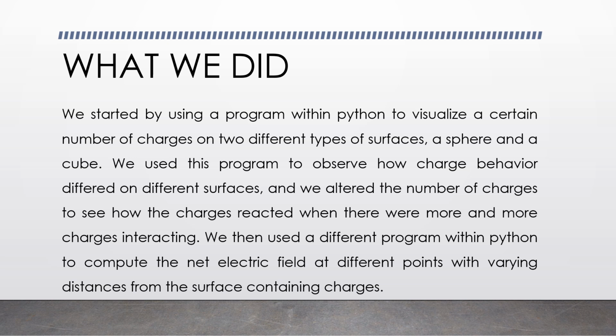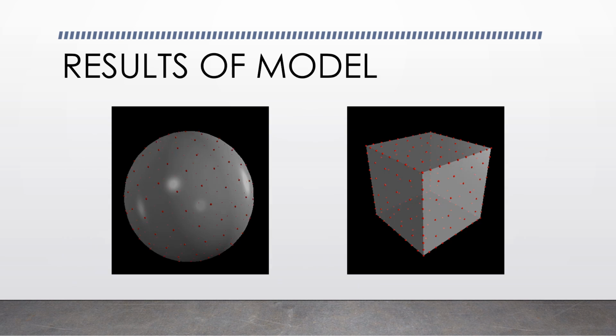After we were done viewing how they interacted with different charge numbers, we then used a different program within Python to compute net electric field values at different points away from the origin that the cube and the sphere were centered on. Something similar was done for a point charge, but that was not done using the simulation, and I'll come back to that in a minute.